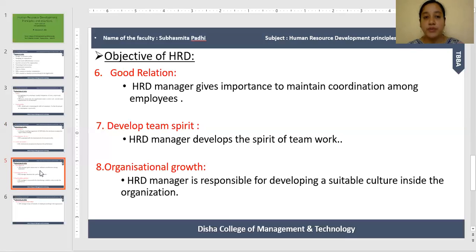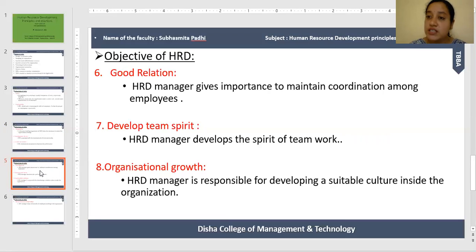Next objective of human resource development is to maintain good relations. So the objective of HRD is to maintain a good relationship, and the organization wants to do everything in a cooperative and coordinated manner. The organization wants harmony, and industrial peace should be maintained in the organization. If industrial peace is maintained, and everything is performed in the most effective and efficient manner, then only is it possible for the organization to achieve its objectives, to grow and to prosper. So it is possible with the help of HRD.